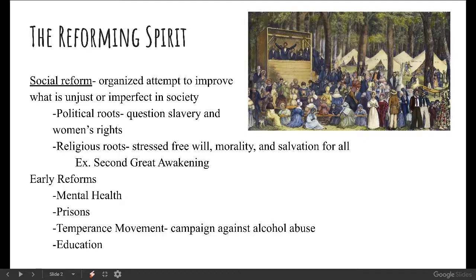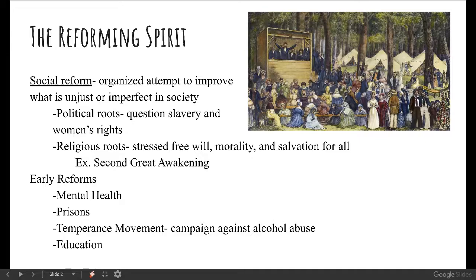Right. So we're going to start with the reforming spirit that we see in the 1800s in this antebellum period. And what we mean by reform is social reforms, which is an organized attempt to improve what is unjust or imperfect in a society. So some more familiar social reform movements would be something like the civil rights movement, trying to improve society. We see something that is imperfect in society, in this case, segregation. And so we want to make that a little bit better.